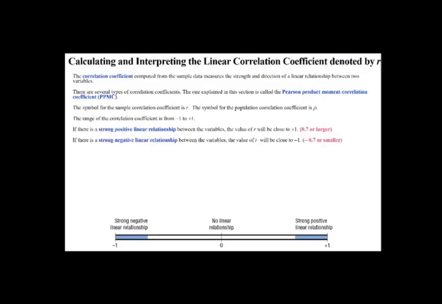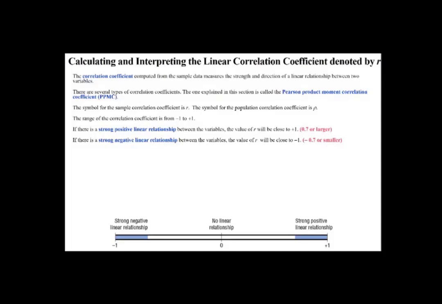The correlation coefficient computed from the sample data measures the strength and direction of a linear relationship between two variables. There are several types of correlation coefficients. The one explained in this section is called the Pearson product moment correlation coefficient. The symbol for the sample correlation coefficient is r. The symbol for the population correlation coefficient is rho. The range of the correlation coefficient is from -1 to +1.